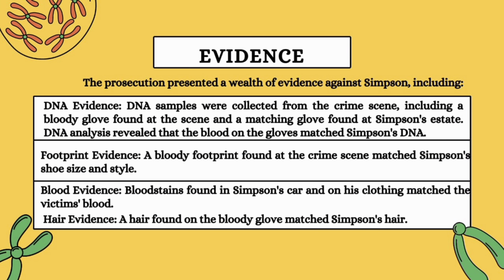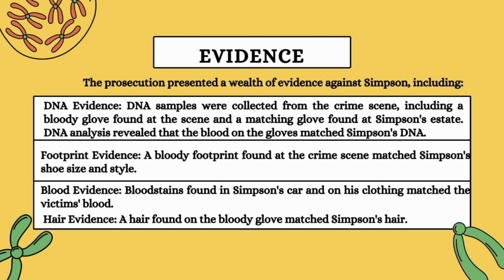Now, let's dive into the main part of the investigation, that is the evidence. The prosecution presented a wealth of evidence against Simpson, including the DNA, footprint, hair, and blood evidence. Now, let's get in detail with these evidences. The DNA evidence. The DNA samples were collected from the crime scene, including the bloody glove found at the crime scene and a matching glove found at Simpson's estate. DNA analysis revealed that the blood on the gloves matched Simpson's DNA.